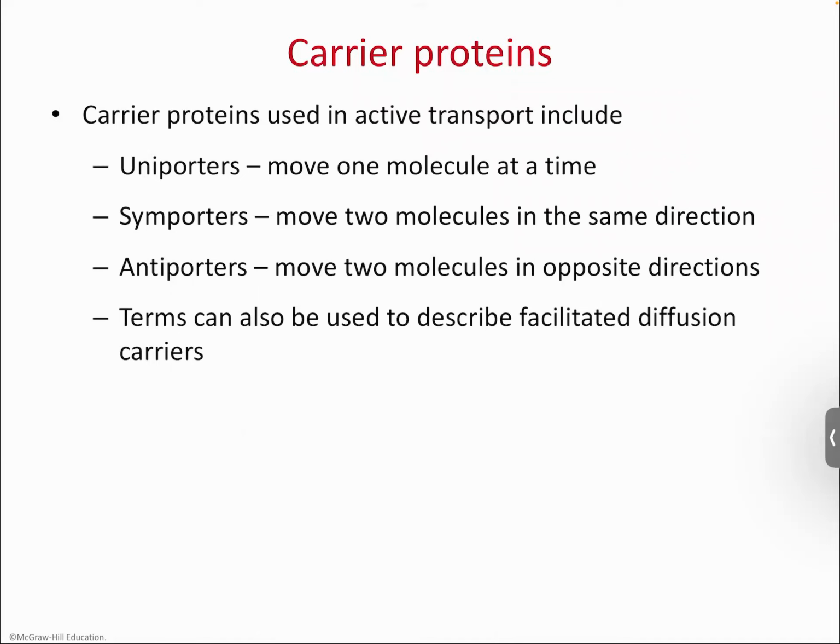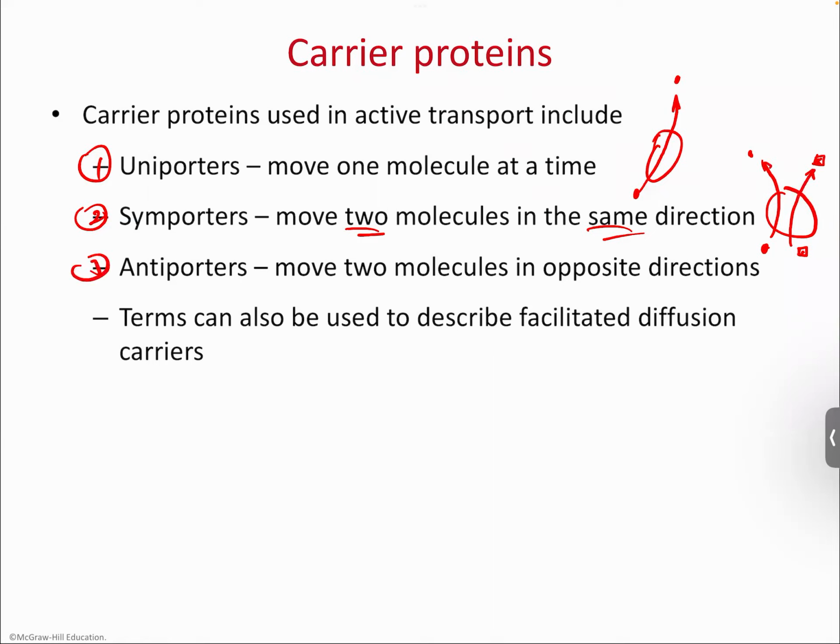And you have different types of carriers. So a uniporter is basically a protein or a carrier that will take a molecule and move it in one direction. So one molecule at a time in one direction. A symporter is when you're moving two molecules, but they're going in the same direction. So if you take a look at a transporter, you'll have one molecule going this direction, another molecule going the same direction. That's a symporter. So you're moving them in the same direction at the same time.